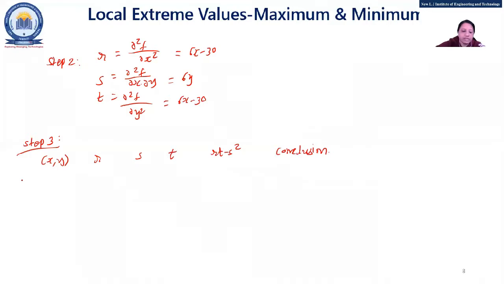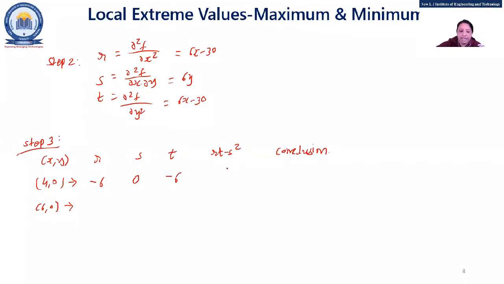Okay, first point we'll consider 4 0, then 6 0. Okay, what is about 4 0? What is r at that time? Just put x equal to 4 here, right? So you will get what? Minus 6. Fine. Now what is s? Y is 0. So s is 0 and t again minus 6.